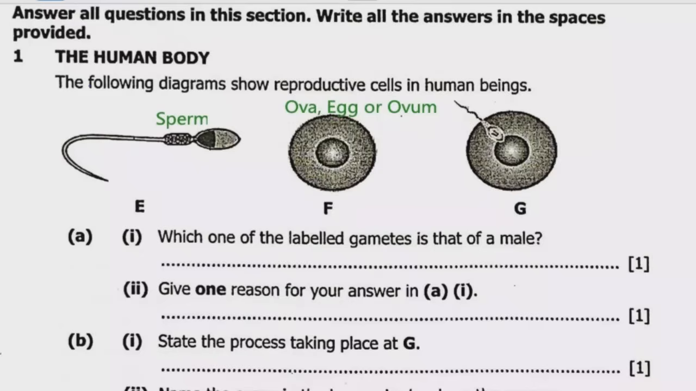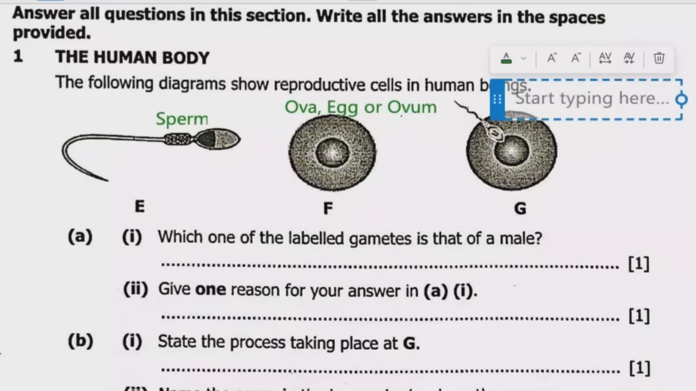Here we can look at this. We can see the sperm entering the egg. So definitely we can tell that fertilization is taking place, because that's what happens when the egg and the sperm meet. They get fertilized, or the egg gets fertilized. So what is happening there is fertilization. That is fertilization taking place there.